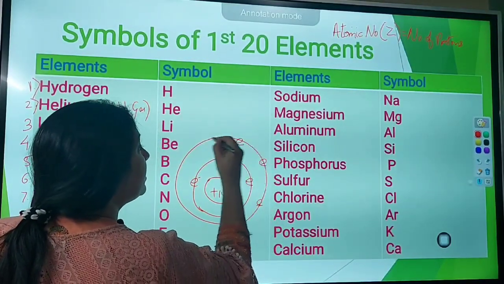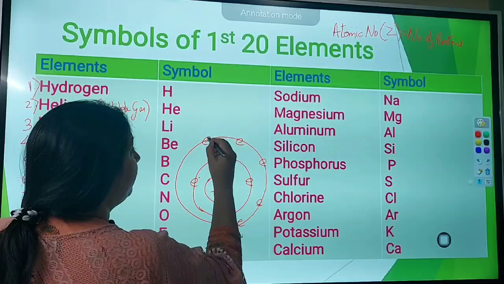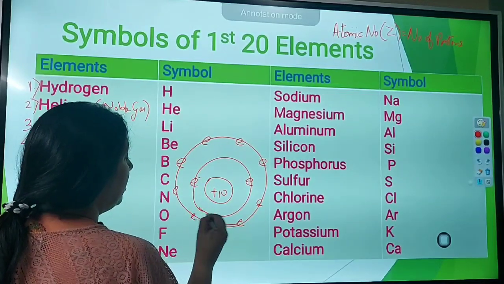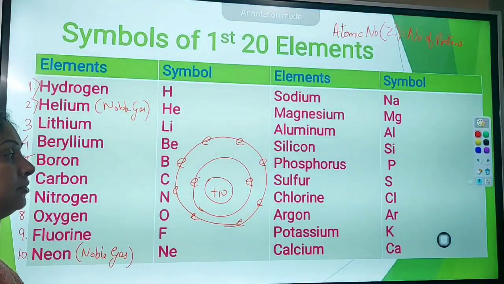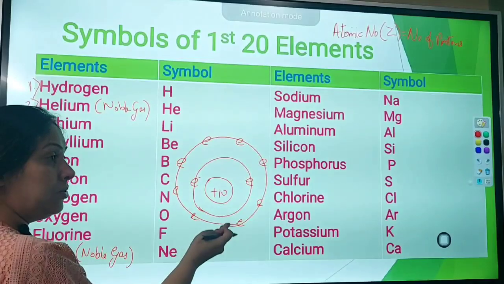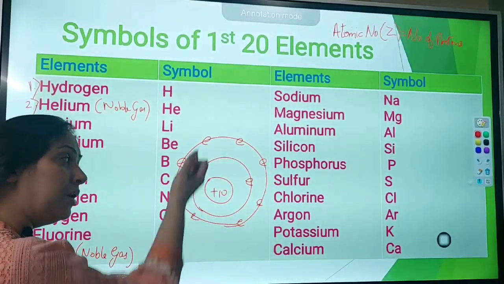Has it not? And this is its outer shell. 1, 2, 3, 4, 5, 6, 7, 8. This is its outermost shell. 10 protons is equal to 10 electrons. Done.